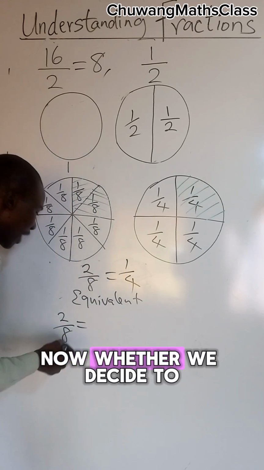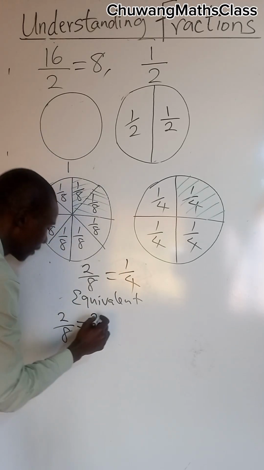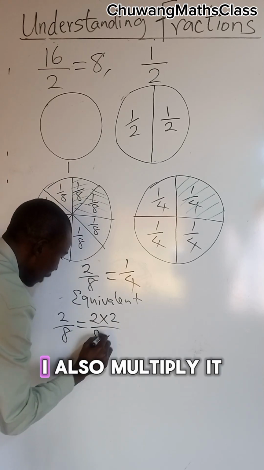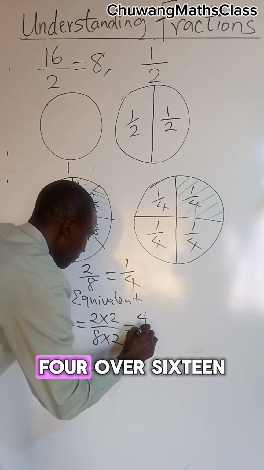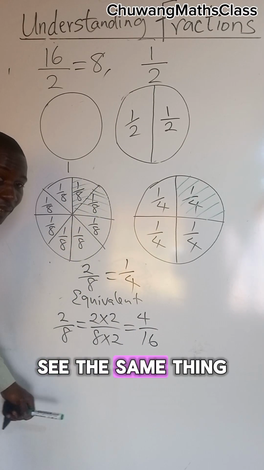thing. Now, if we multiply the numerator here by 2, here 8, I also multiply it by 2. This will give me 4/16, and this is still the same thing.